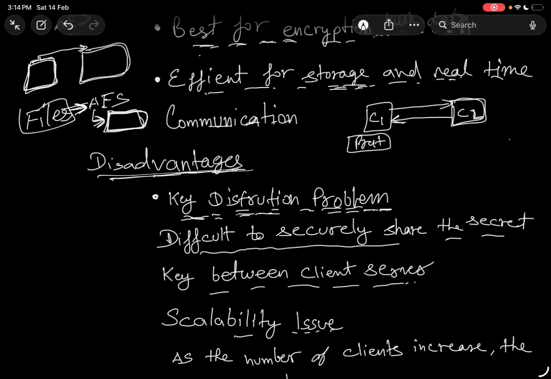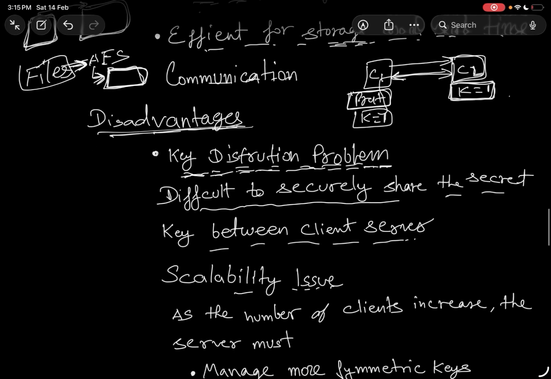Now because we are using symmetric encryption, we have only one key, so we somehow need to let the other party know that, hey, the key is 1. If he doesn't know what the key is, then he will not be able to decrypt this data. So this is the key distribution problem: it is difficult to securely share a secret key between the clients. Yes, exactly this.